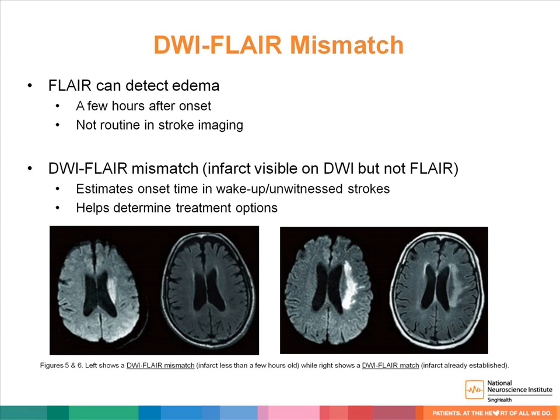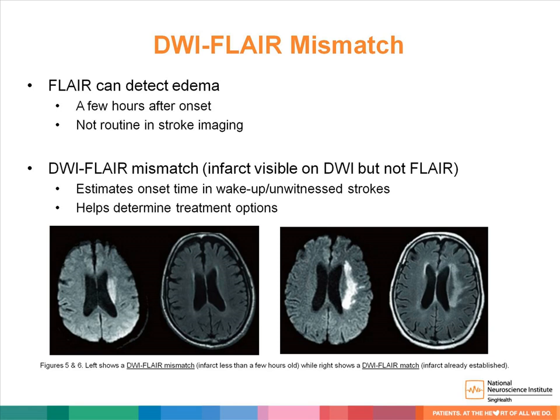However, the utility of FLAIR comes in when the exact onset time is not known, such as in wake-up or unwitnessed strokes. If the infarct lesion is visible on DWI but not on FLAIR, it is called a DWI-FLAIR mismatch. This has been used as a surrogate marker for estimating the lesion age and can help determine the use of thrombolytic agent or reperfusion therapy.